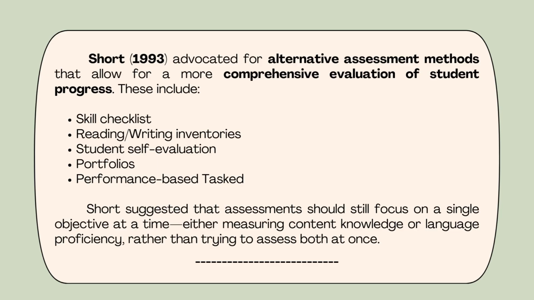suggests that alternative assessment methods can allow for a more comprehensive evaluation of students' progress, and this alternative assessment includes a skill checklist, reading, writing inventory, student self-evaluation, portfolios, performance-based tasks, and many more. Short suggests that assessments should still focus on a single objective at a time, either measuring content knowledge or language proficiency, rather than doing them both.